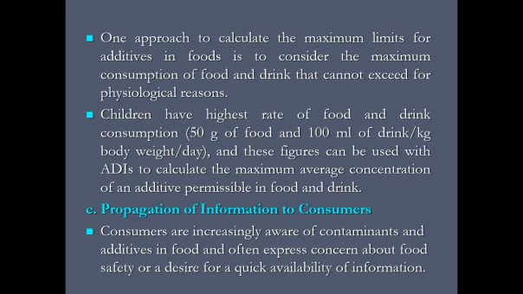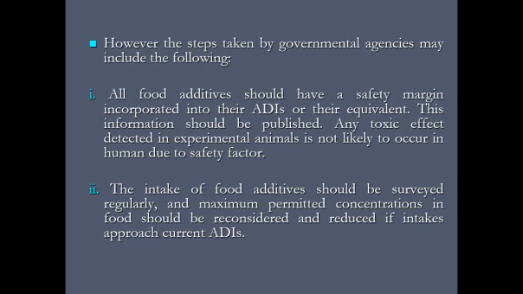The third one is propagation of information to consumers. Consumers are increasingly aware of contaminants and additives in food and often express concern about food safety or a desire for quick availability of information. However, the steps taken by governmental agencies may include the following. All food additives should have a safety margin incorporated into their acceptable daily intakes or their equivalent. This information should be published. Any toxic effect detected in experimental animals is not likely to occur in humans due to the safety factor.